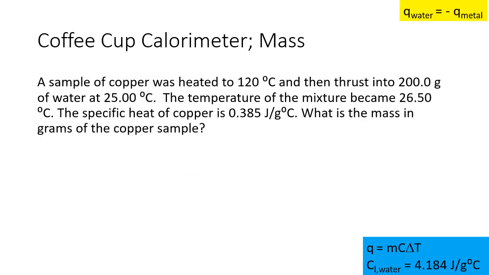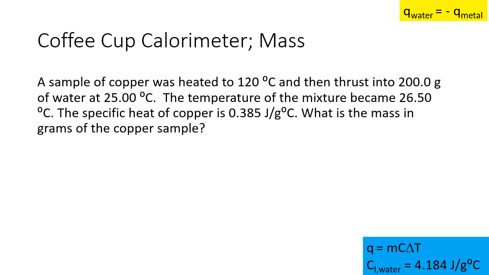try a different problem. A sample of copper was heated to 120 degrees Celsius, then thrust into 200 grams of water at 25 degrees Celsius. The temperature of the mixture became 26.5 degrees Celsius. And the specific heat of copper is 0.385 joules per gram degree Celsius. What is the mass in grams of the copper sample? Okay, so instead of solving for our heat capacity, we've got the heat capacity, and we're looking for mass.